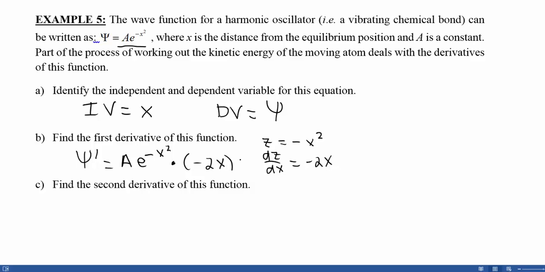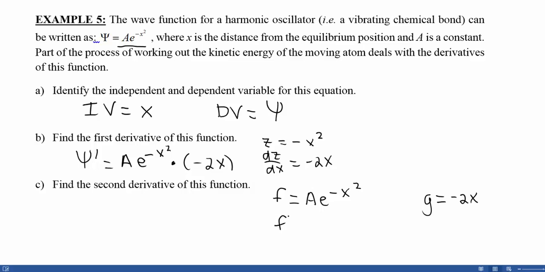Part C, find the second derivative of this function. So the second derivative of this function is even more interesting than the first derivative, because not only am I going to have a chain rule, I'm also going to have a product rule. So here, if you look at the first derivative, you can see I have two functions multiplied together that both contain the variable x, which means I'm going to have to separate them out into f of x and g of x so that I can use the product rule. So here, my first function I'm going to call f, so a e to the negative x squared, and my second function will be my g, which is negative 2x.